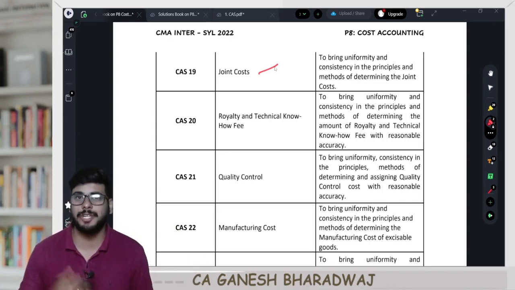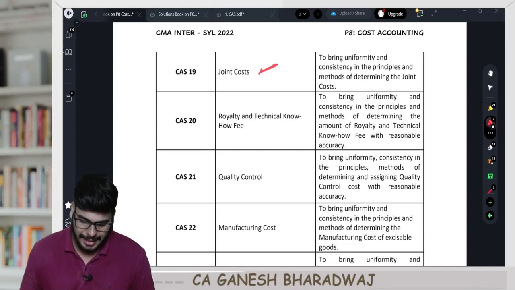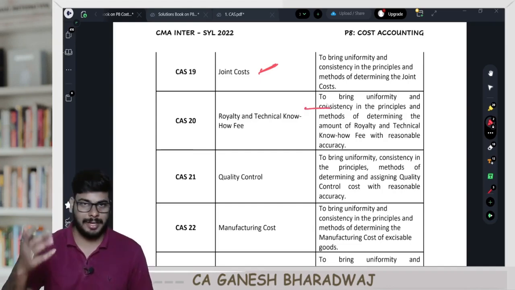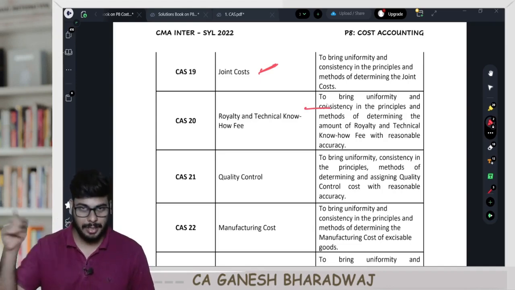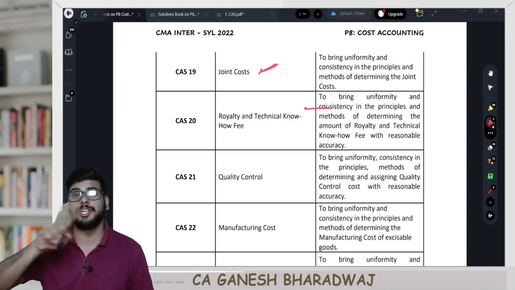The manner of apportionment, there are several methods, physical units method, there are so many methods. These are all prescribed under CAS number 19. Then CAS number 20, royalty and technical know-how. I just gave you two examples. One is your Maruti Suzuki, and the other one is your Rolls-Royce, right?